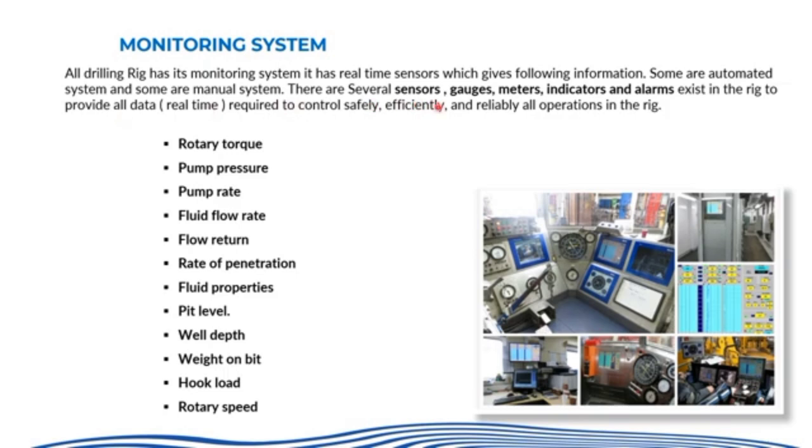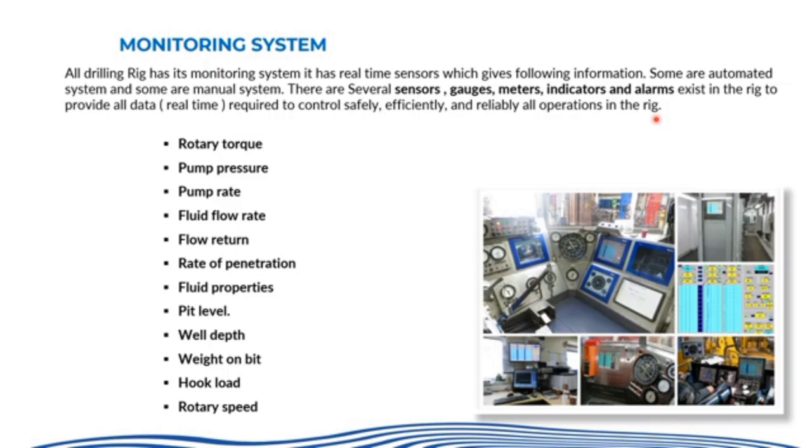There are several in the control console at the driller's console. Actually, there are many indicators, many sensors, gauges, meters, and alarms in the rig to provide all the real-time data required to control safely, efficiently, and reliably all operations in the rig. What happens in the rig is there is a driller's console, a separate control station on the rig floor, which is controlled by the driller.